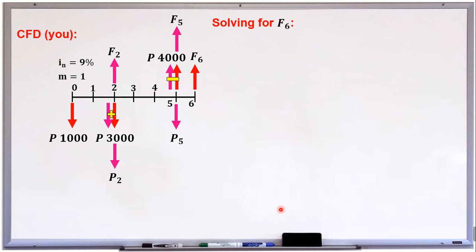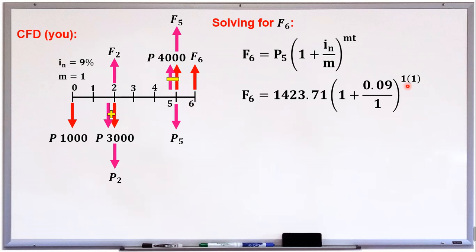Next, the final step, is to solve for the future worth in 6 years. By using this formula, the T here is the time from year 5 to year 6, and that is equal to 1. So substituting again the values of our parameters, we have the future worth in year 6 equal to 1,551.84. This is the amount of money that is left after several transactions. Therefore, the answer is letter C.